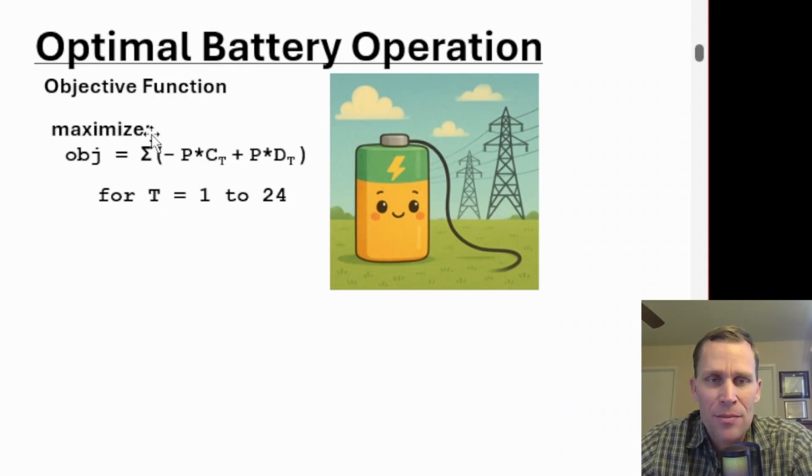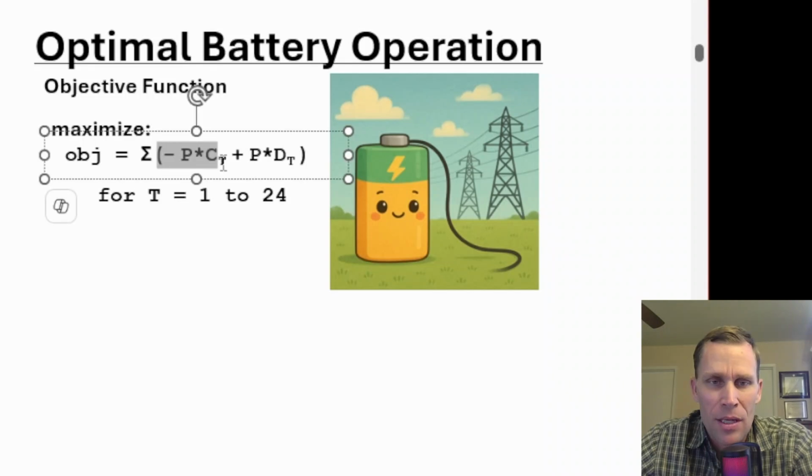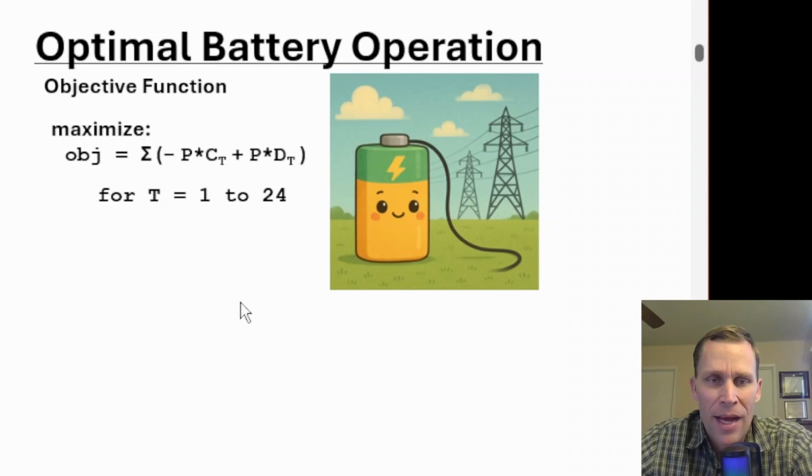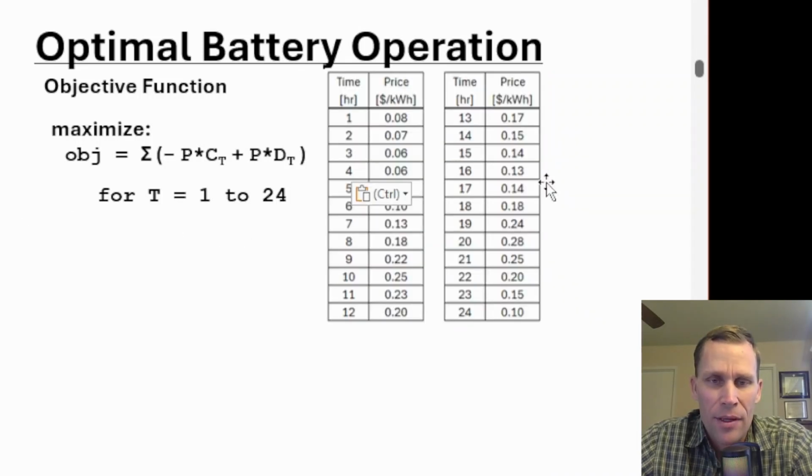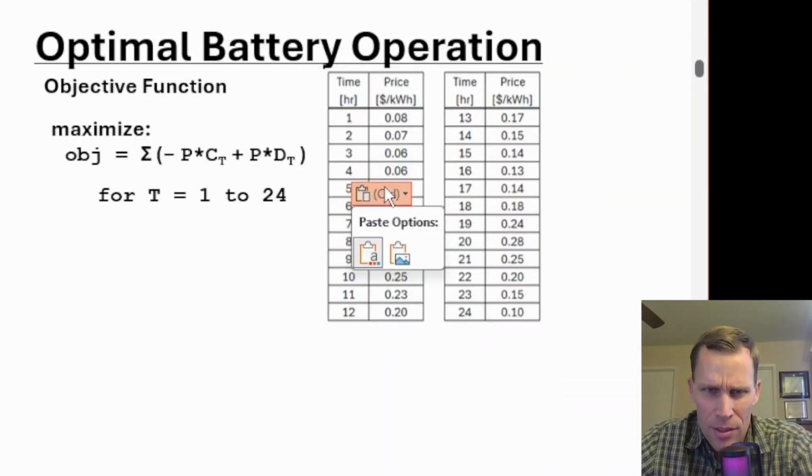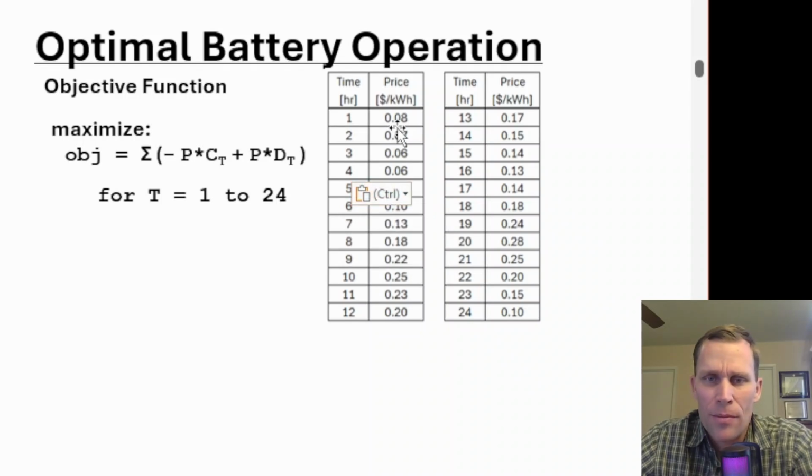What we're trying to do is maximize the profit. So maximize the objective function value, which is going to be basically the sum of the expenses to charge and the amount that we can sell that energy back to the grid for. So we have a negative value here during charge for the price, P is the price, and then the discharge times the price for a positive value when we sell it back, for time periods 1 through 24. Over on the right here, these are the numbers. This is the price per kilowatt hour at each of the 24 hours of the day. Okay, so let's go ahead and get started.